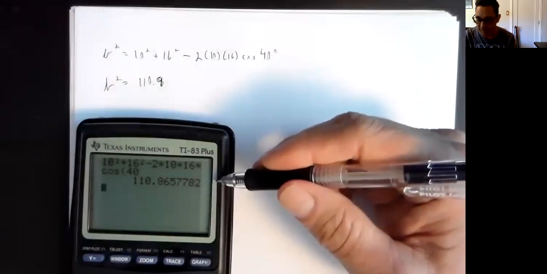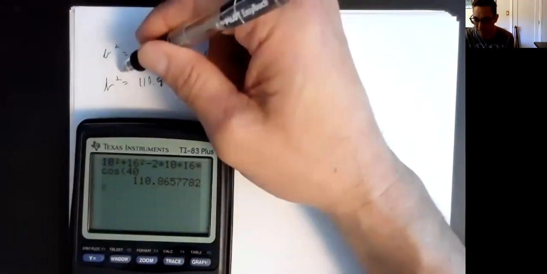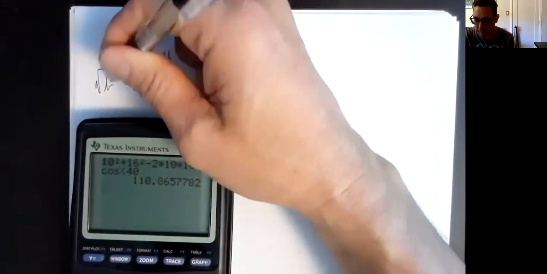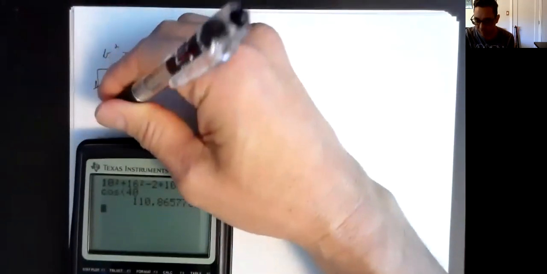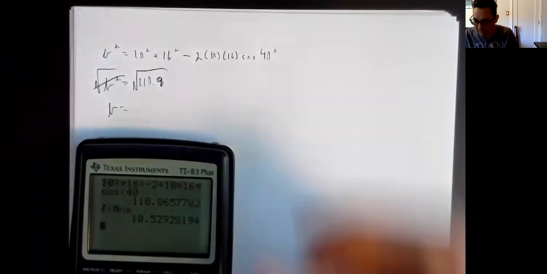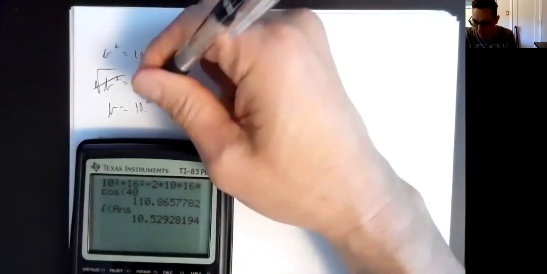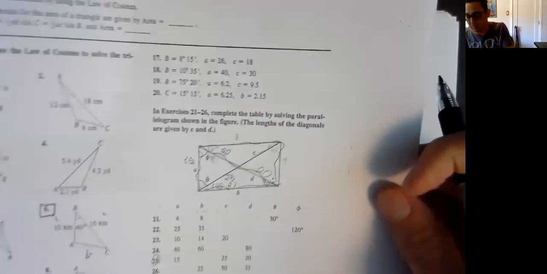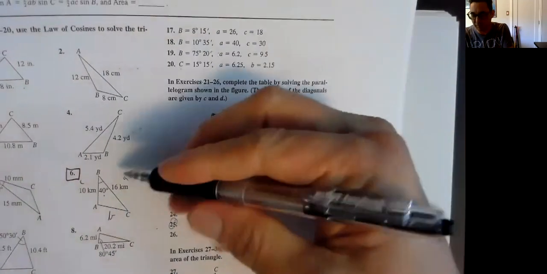That's not my final answer because that's my answer to b squared. So to solve for b, I still need to take the square root of both sides. So b equals the square root of that answer. So square root of that answer, and I get approximately 10.5. And there were some units, it's in kilometers, in this problem.